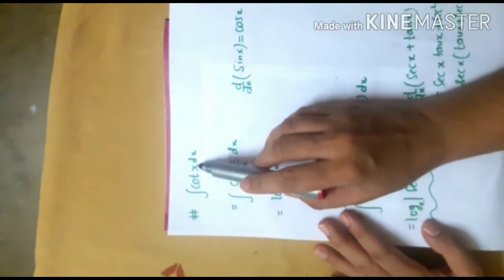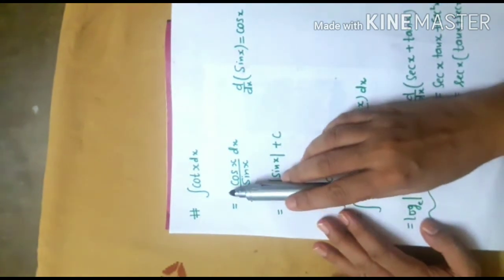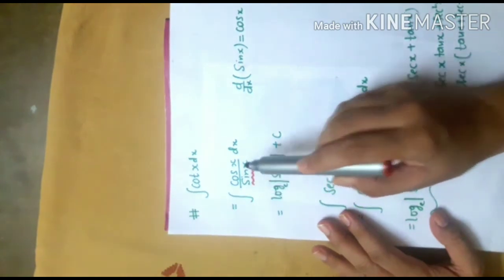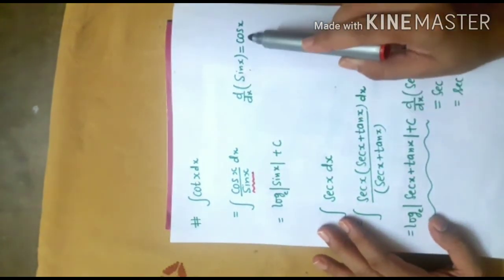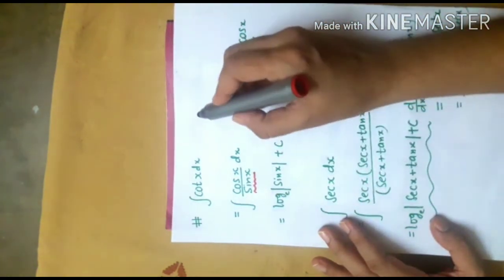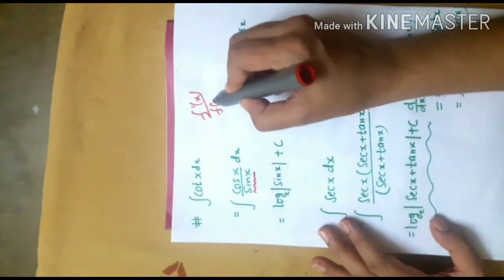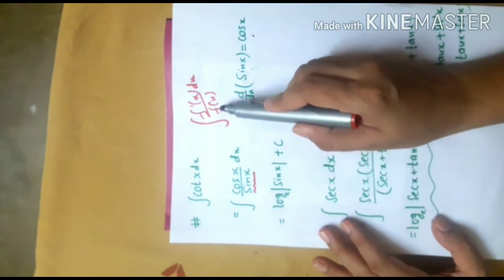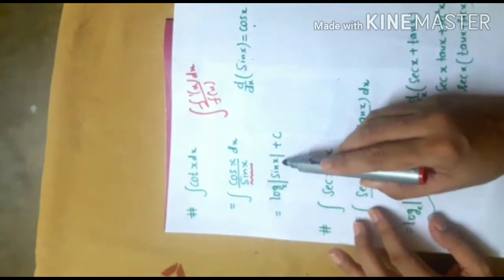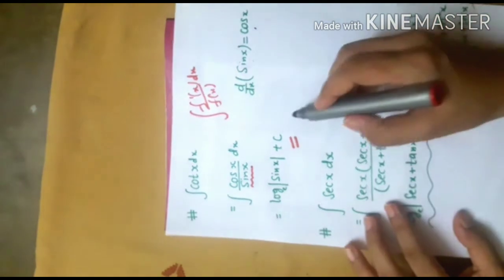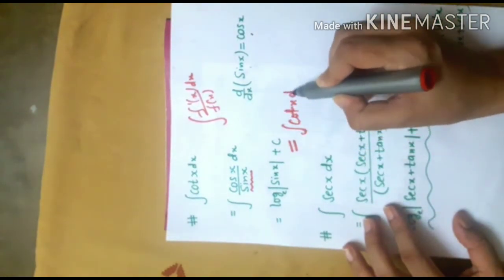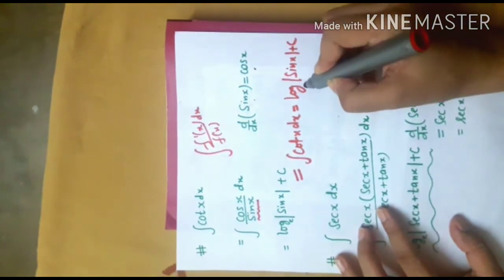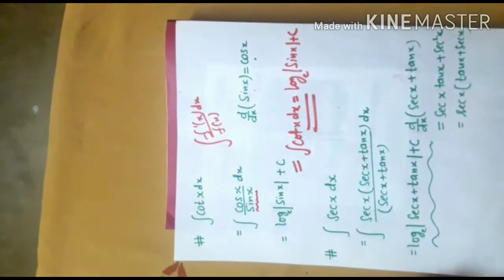Similarly, integral cot x dx can be written as integral cos x by sin x. Now here the denominator is sin x. And what is the derivative of sin x? It is cos x. So this integral is again of the form f dash x over f x dx. So the value of the integral will be log of the denominator. So it is log sin x plus c. So remember this. Integral cot x dx is log sin x plus c. Remember this formula.